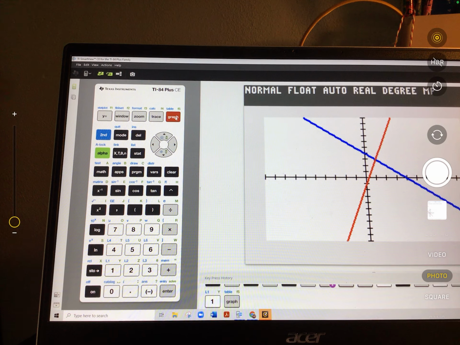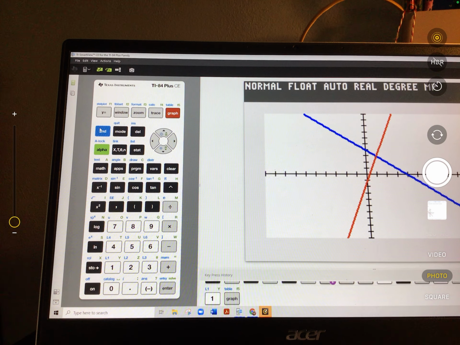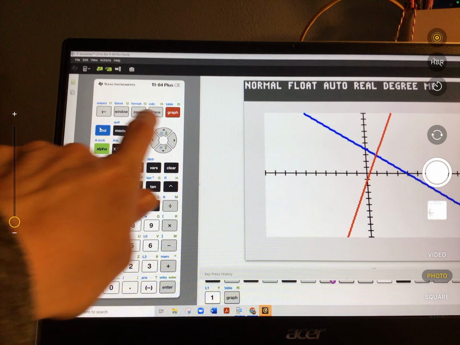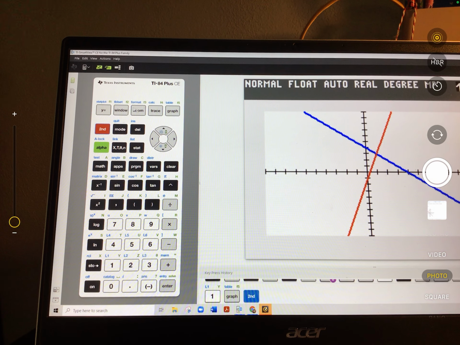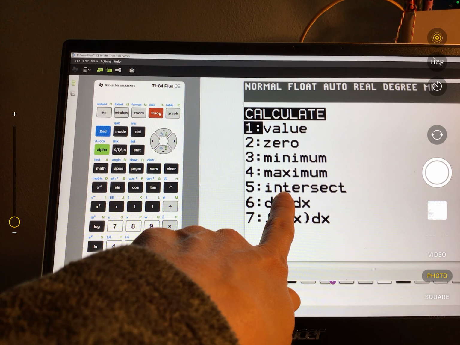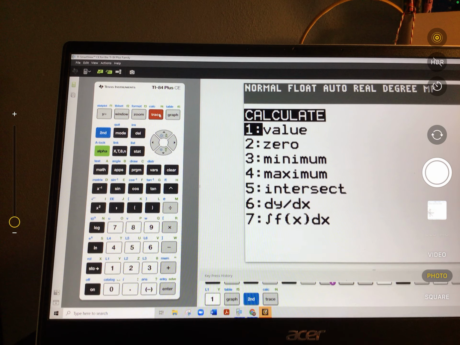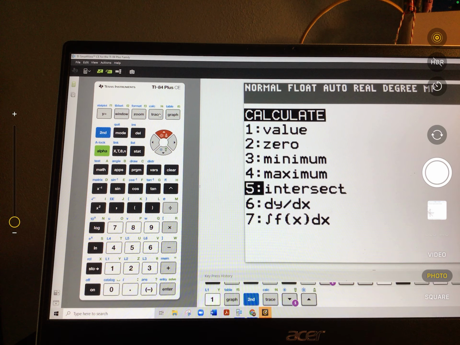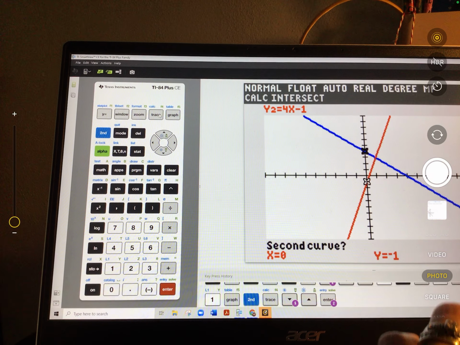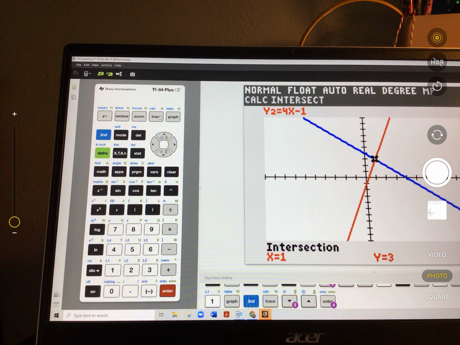I see them intersect in quadrant 1, but to calculate it, you'll push second and then the little word calc right there. So second and then your trace button. Second, calc. Specifically, I'd like to calculate the intersection to know exactly what x and y coordinate for their intersection. I don't really care about this. I'm just gonna hit enter a bunch of times, 3 times specifically.